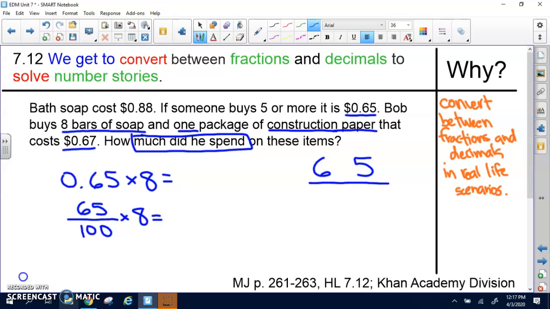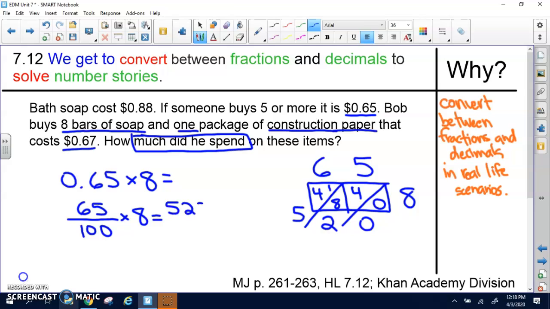So I'm going to do my 65 times 8. And I know that 8 times 5 is 40. And I know that 6 times 8 is 48. And then remember that I go ahead and add diagonally. So I'm going to bring down my 0. 8 plus 4 is 12. So I'm going to put down my 2, carry my 1 into the next column, and 1 plus 4 is 5. So what I figured out is that 65 100ths times 8 is 520 100ths.